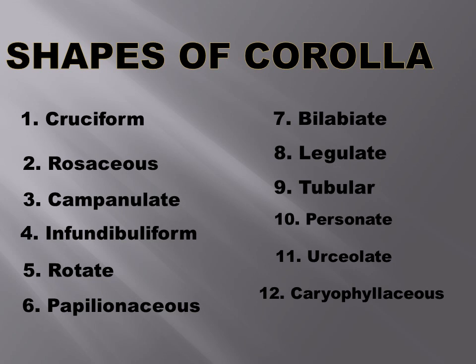So there are 12 different shapes of the corolla that are present in the different families of flowering plants. Now in my next slides I will explain all these 12 shapes one by one with examples and diagrams.